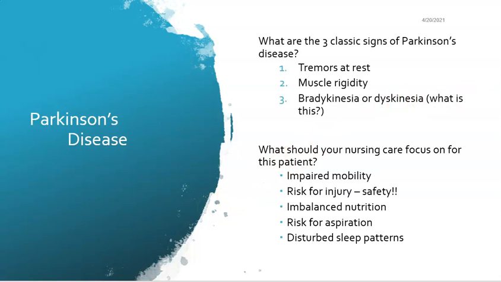Parkinson's disease. Three classic signs of Parkinson's: we've got the tremors, we've got muscle rigidity, and bradykinesia. Muscle rigidity and the tremors are what you're going to see the most. So impaired mobility, same thing with the stroke. I think we talked about that in the review, that you want to make sure that you're repositioning because those patients can't reposition themselves. Risk for aspiration and disturbed sleep.